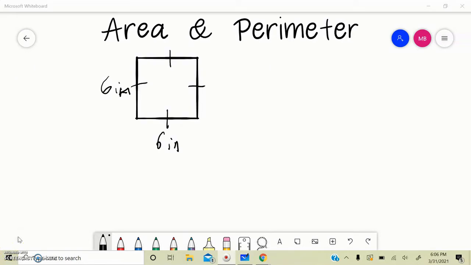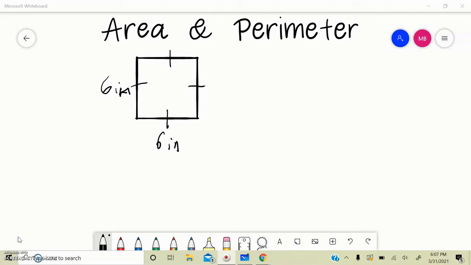So let's take a look at this square. I know the length of two sides, but I also know the length of all the sides. We remember when we were learning about similar figures that if any side has the same number of tick marks as another side, those two sides are equal. So since all four sides have one tick mark through them, those are all going to be 6 inches.